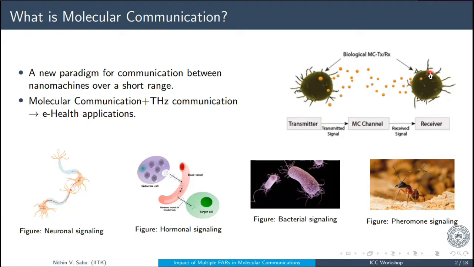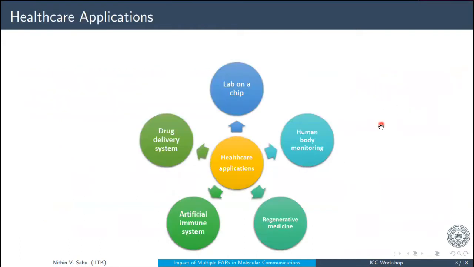For the out-of-body transmission of the gathered data, we can rely on electromagnetic wave-based communication. The collected data from the nanomachines are sent to the healthcare system using terahertz waves. Such a system combining molecular communication and terahertz communication can have a wide variety of applications in e-health services. Some of the healthcare applications possible using molecular communication are drug delivery system, lab on chip, regenerative medicine, and artificial immune system.